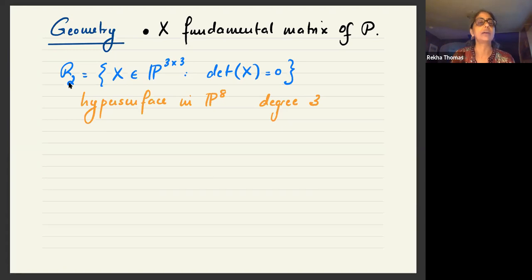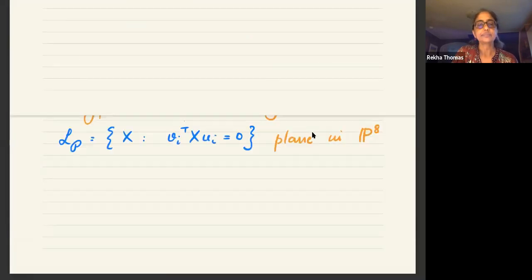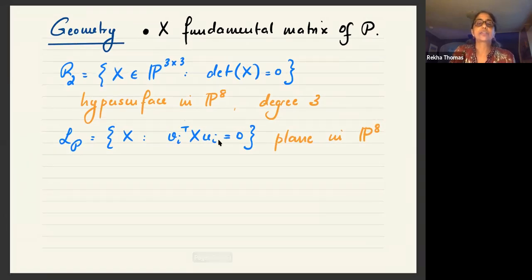So this is now in complex space. Okay, we really care about real things, but because everything is easier to set up, we're going to start in complex space. So I have R2, which is the set of all 3 by 3 matrices of rank at most 2. This is a hypersurface in P8 with one equation, determinant of X equal to 0. It has degree 3. To be a fundamental matrix, you also need to satisfy these epipolar equations.